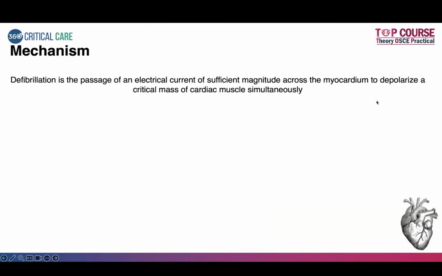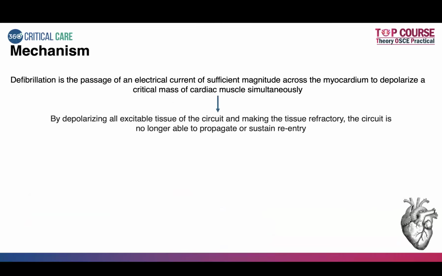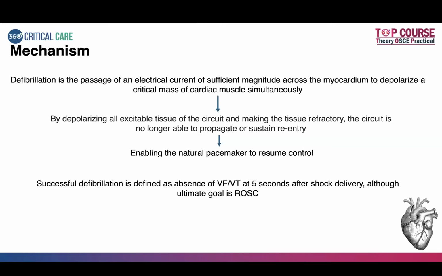So the mechanism is that defibrillation is the passage of an electric current of sufficient magnitude across the myocardium to depolarize a critical mass of cardiac muscle simultaneously. By depolarizing all excitable tissues of the circuit and making the tissue refractory, the circuit is no longer able to propagate or sustain re-entry. So it helps to enable the natural pacemaker to resume control. This is the main way it helps. Successful defibrillation is defined as the absence of VF or VT at 5 seconds after shock delivery, although the ultimate goal is return of spontaneous circulation.